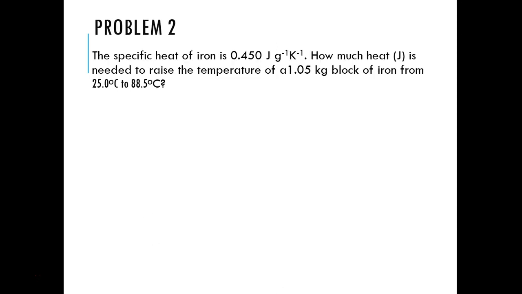Okay, so let's look at another specific heat problem. This gives us the specific heat of iron as well as the mass of a block of iron and a temperature change, and it wants us to calculate heat. So we're going to use Q equals mc delta T. Now, when you're doing problems like this, you do have to be a little bit careful because you really have to keep an eye on your units.